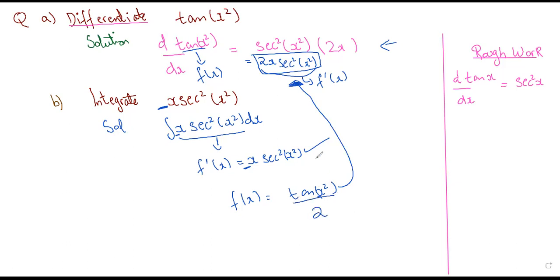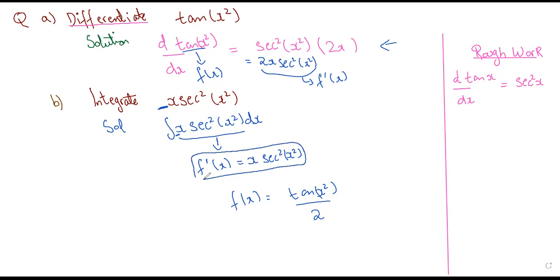And now if I differentiate this, I would get x secant square x square only. Do you get it? Yes. And this is what I was supposed to integrate. So this would be tan x square by 2 plus c.